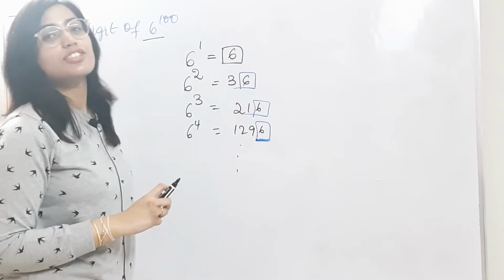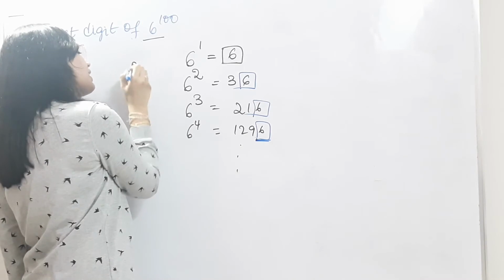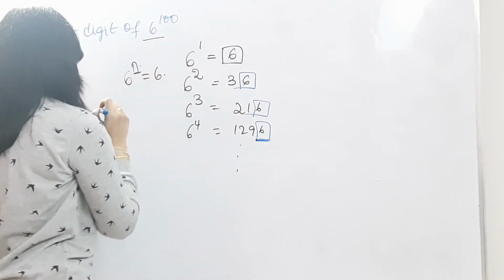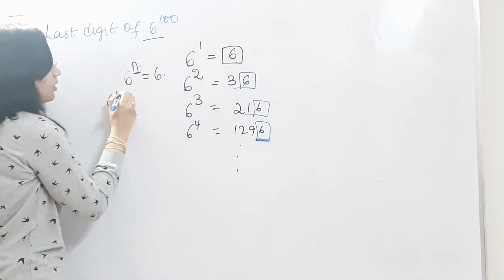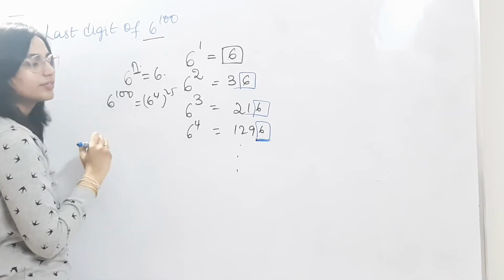The unit digit of 6 to the power of n can be any number, is 6. Here they have asked the unit digit of 6 to the power of 100. How do you write 100? 6 to the power of 4, whole power of 25, right?